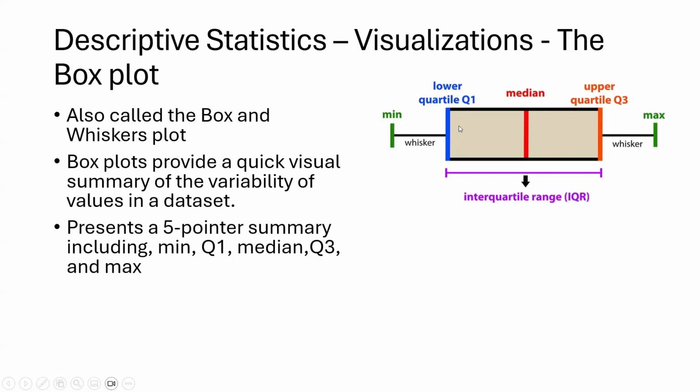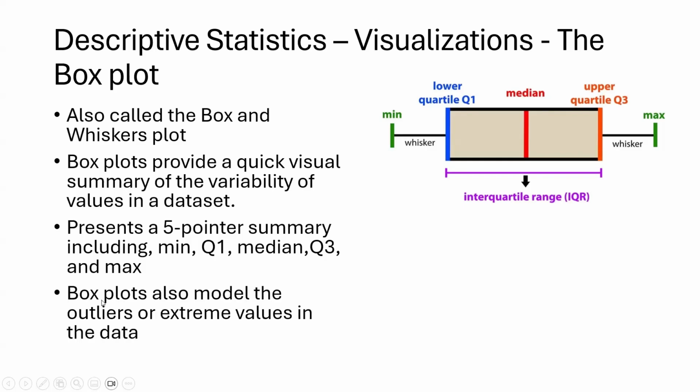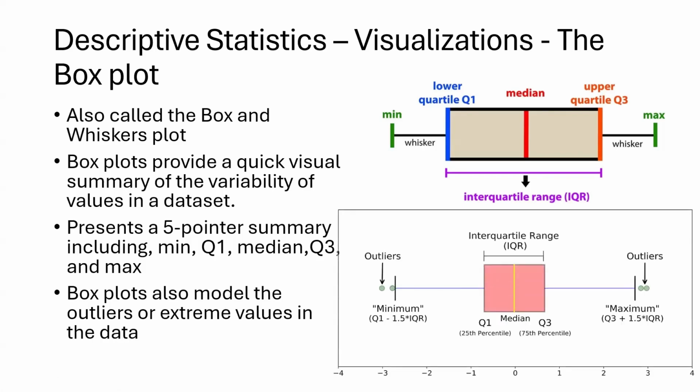And inside the box, the left border is the lower quartile or Q1, which we will see what it is. Then it is the median, which we know. It is also known as Q2. And then the upper quartile or Q3, which is the right border of this box. The span between the lower quartile and upper quartile is known as the interquartile range. The box plots also model the outliers or the extreme values in the data.